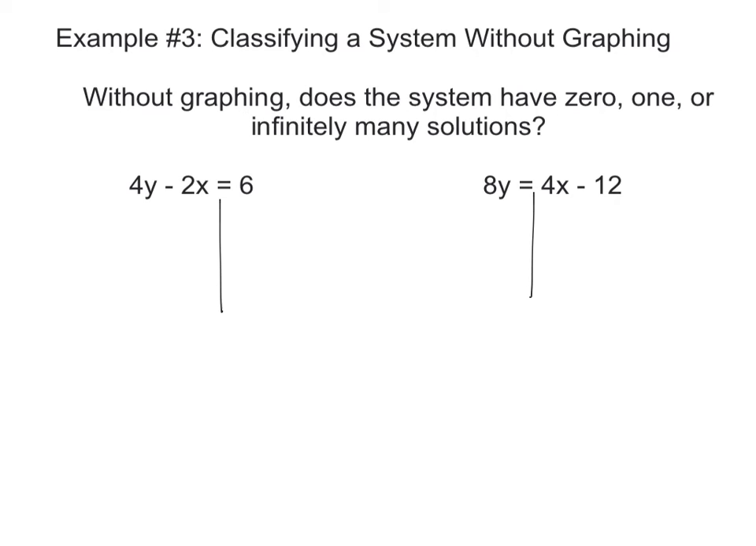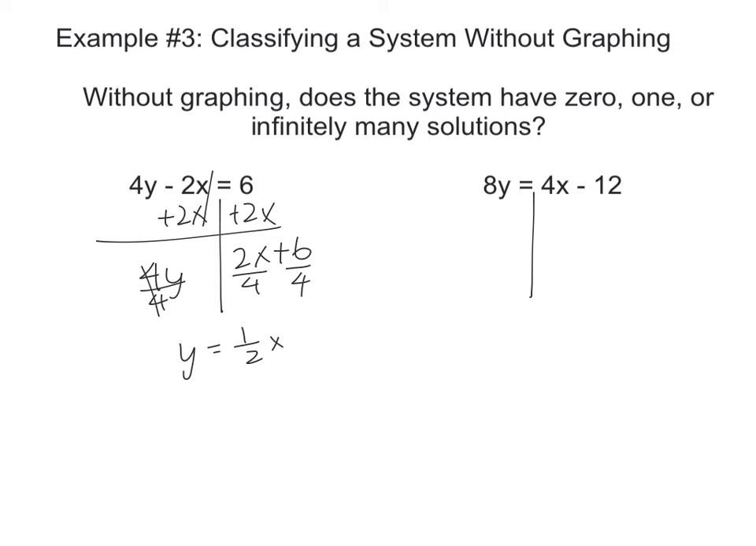In order to isolate y, we need to move everything away from it. So right on the first one, I have a negative 2x that I need to move by adding it to both sides. So I have 4y equal to 2x plus 6. If I divide by 4, I will get that y is equal to 1/2 x plus 3/2. On the next equation, if I divide each term by 8, I will get that y is equal to 1/2 x minus 3/2. What we notice is, yes, the slopes are the same, but the y-intercepts are different.